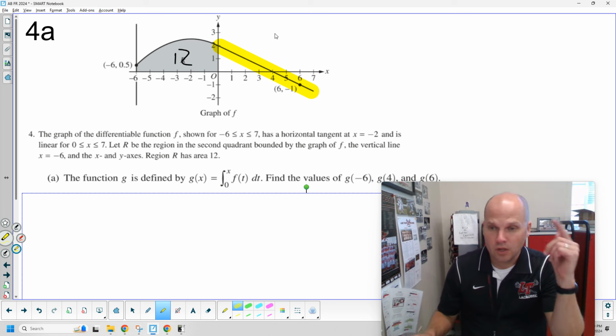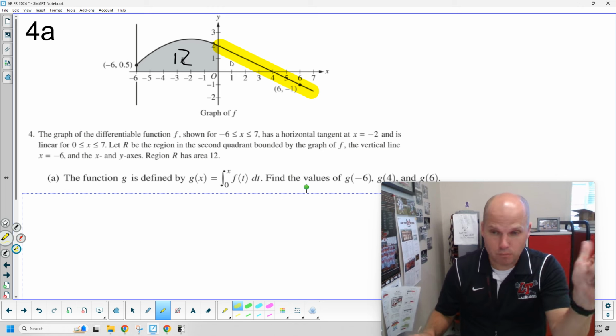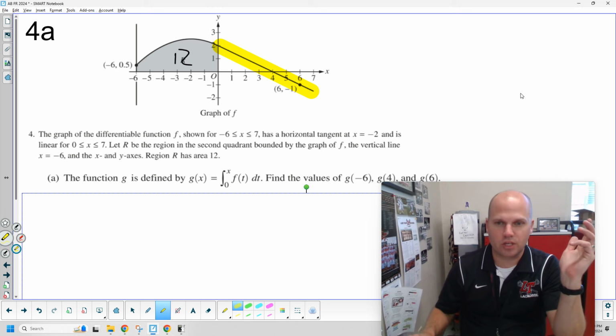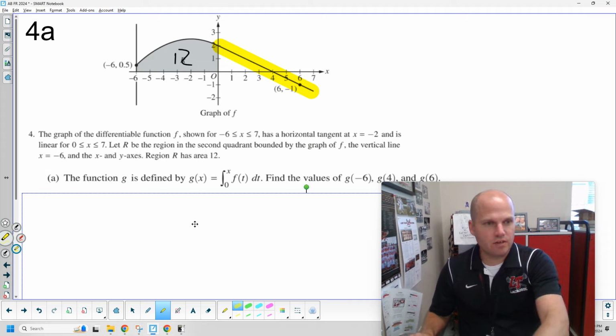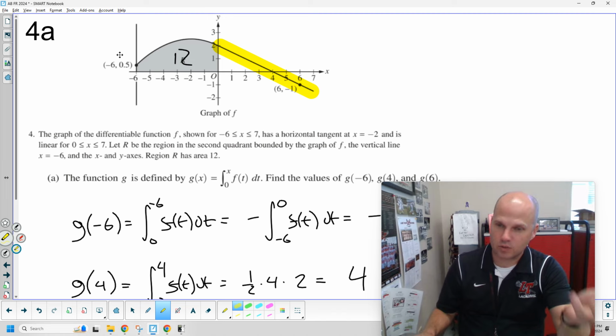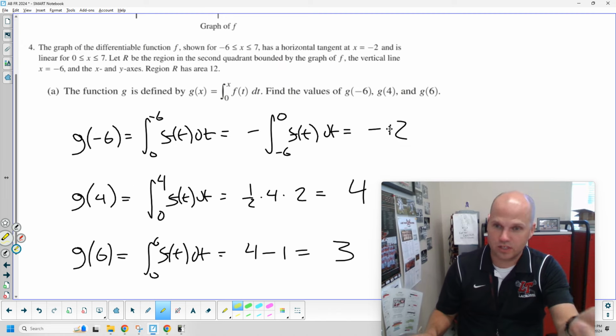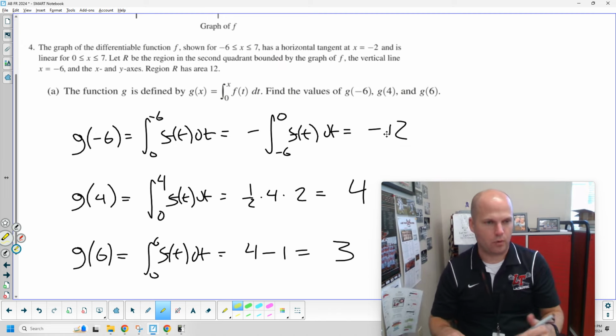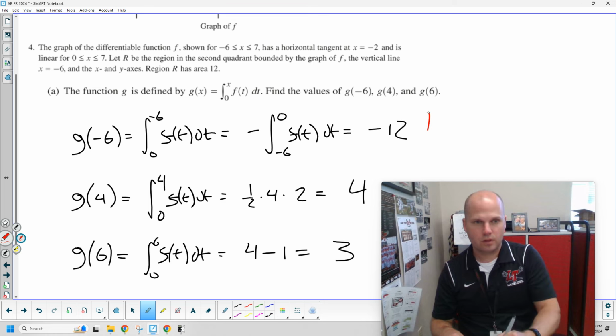Okay? Thanks. We use the fact that that's linear more than just once. So let's just see what happens. We just need to replace all of the x's with -6. If I go from 0 to -6, we need to know that it's the opposite of -6 to 0. You should have got -12. Easy 1 point.